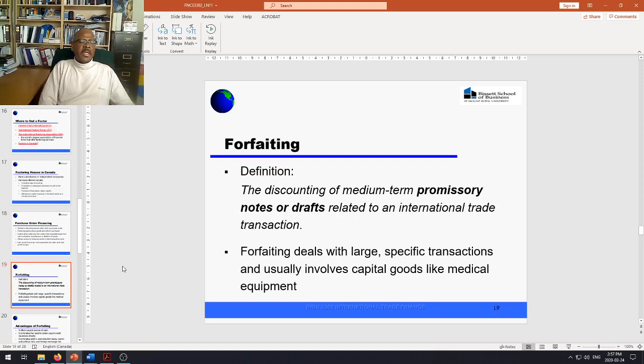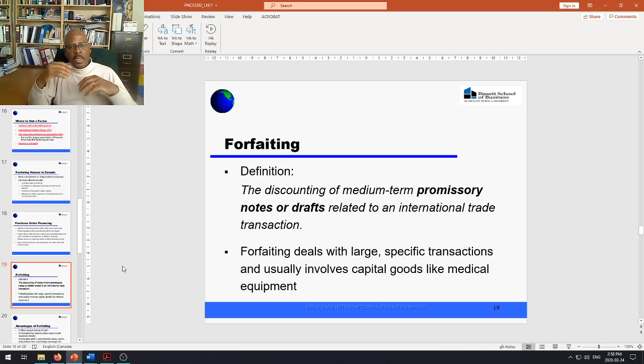And forfeiting is the discounting of medium-term promissory notes or promissory drafts, so bills of exchange that are related to international trade transactions. Okay, and that's forfeiting. Difference between forfeiting and factoring essentially is forfeiting deals with one-time large specific transactions. Generally, they involve capital equipment or capital goods like medical equipment. And then, of course, the term is longer.